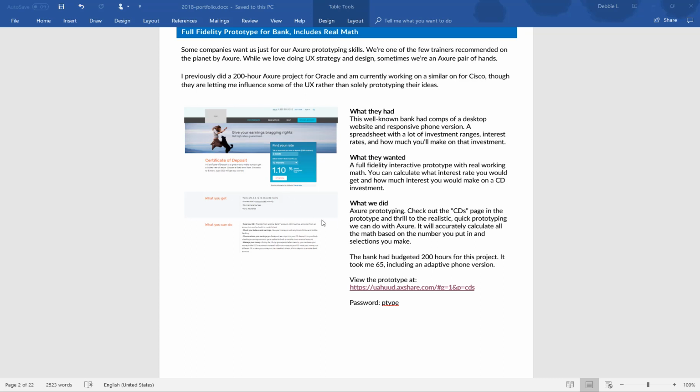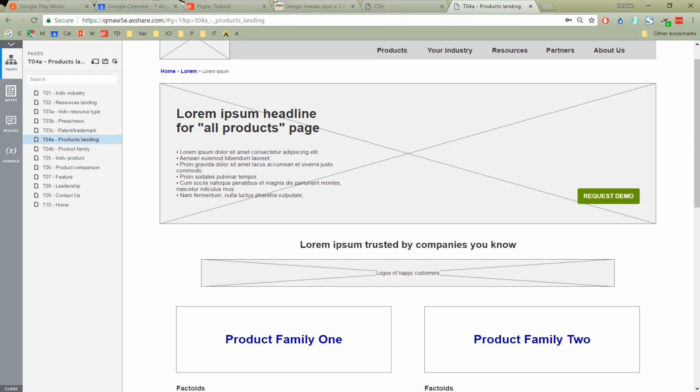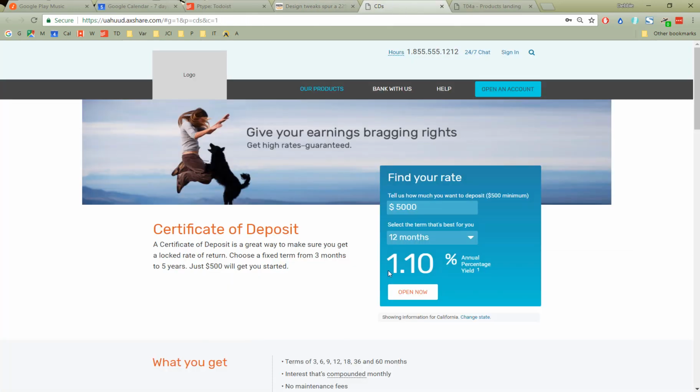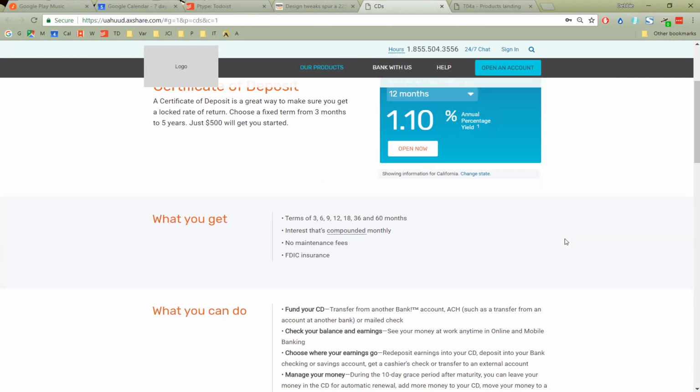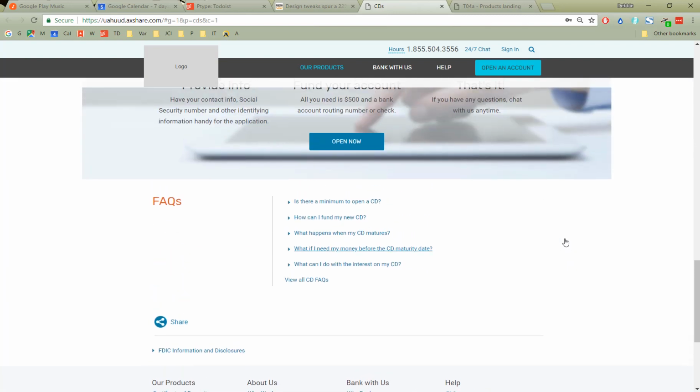So one example in our portfolio is one we did for a well-known bank, and they had some flowcharts and some full fidelity comps that they had done, I think in Photoshop it was, and they wanted that brought to life in Axure for user testing. So flipping over to what it actually looks like, yes, it looks like a real web page, and so we can build something that looks and feels very realistic.